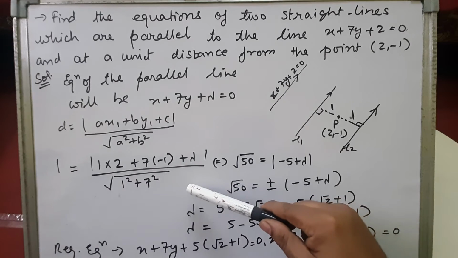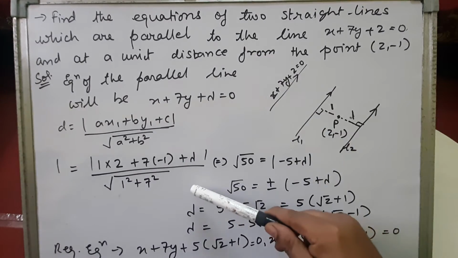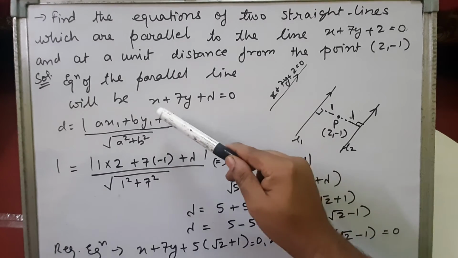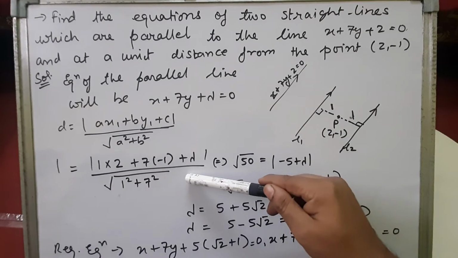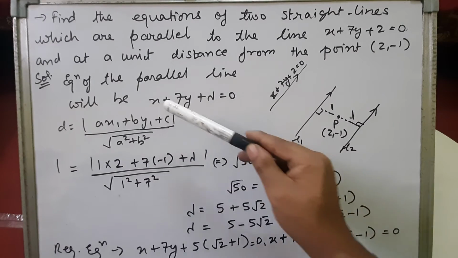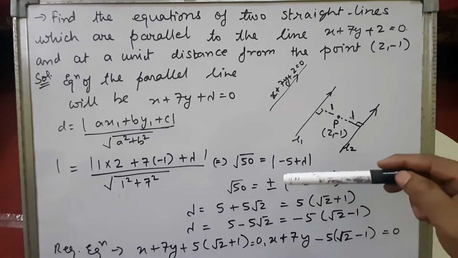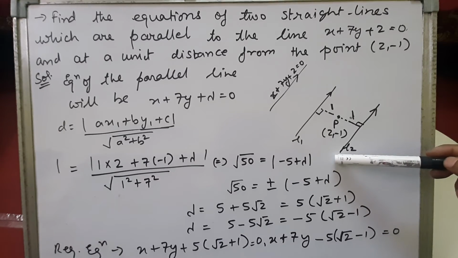So we know the length of the perpendicular is 1 unit. It is already given in the question, right? Unit distance. So the value of small d will be 1. a is 1 and x1 is 2 here. So it will be mod of 1 into 2 + 7 into -1 + lambda upon under root 1 square + 7 square. a is 1 and b is 7. So when we cross multiply, we'll get square root 50 = mod of -5 + lambda.